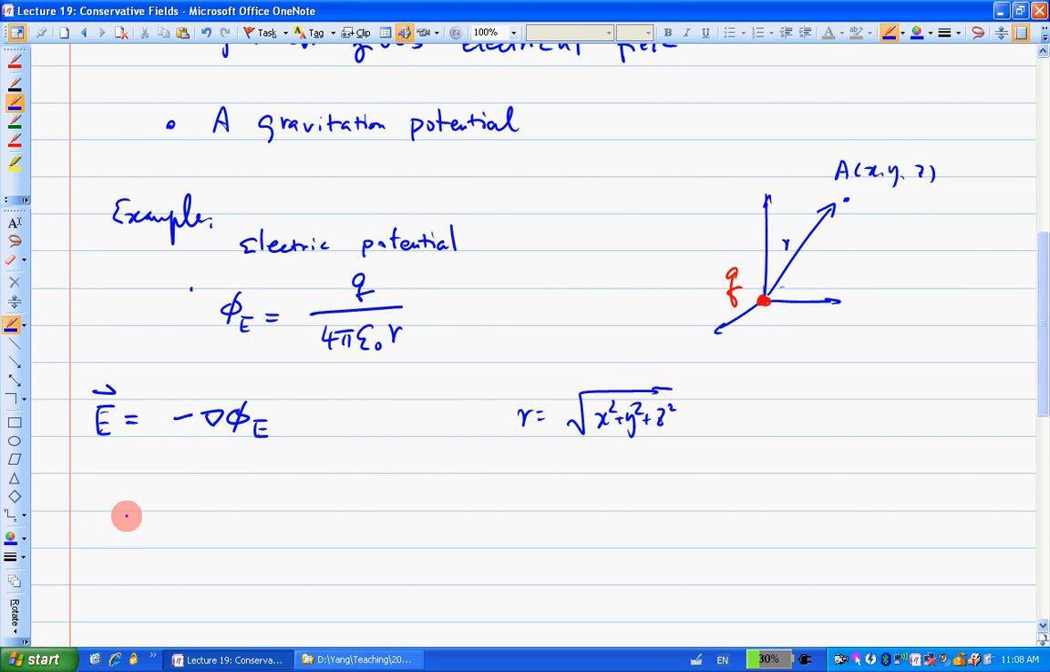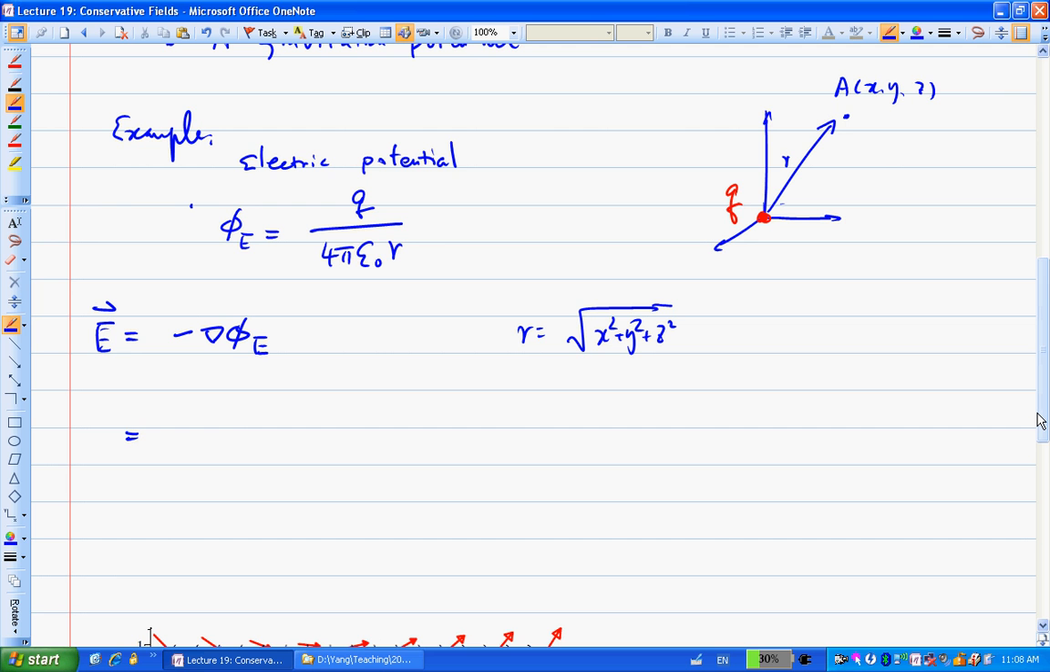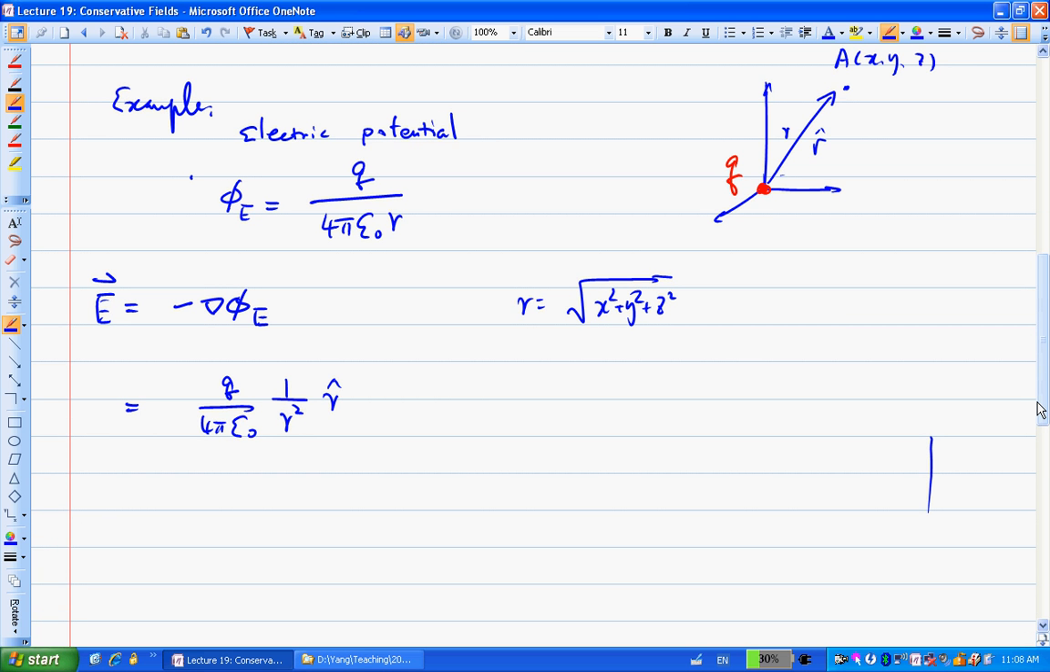And you calculate this thing here, you will get your electric field, which is basically Q over 4 pi epsilon naught, 1 over r squared, and r hat. So the r hat is the direction pointing in that direction there, right? So okay, that's basically the example here, the electric field.